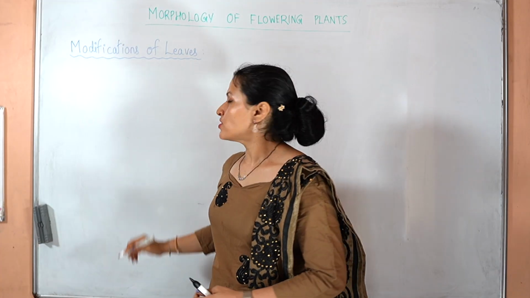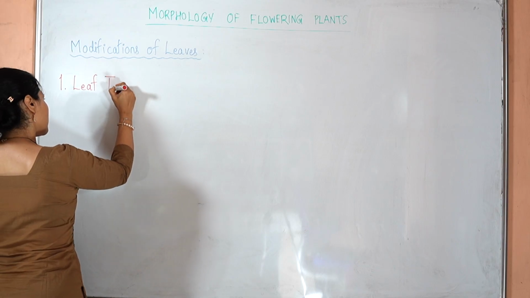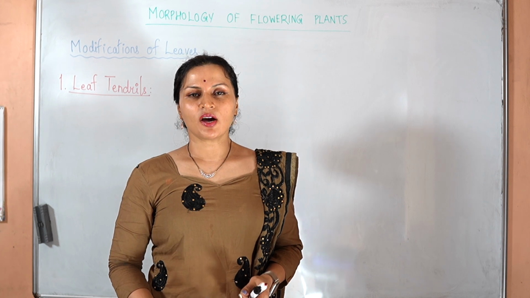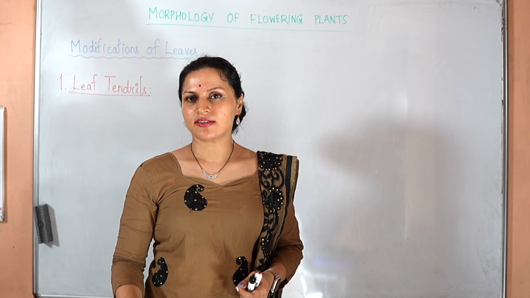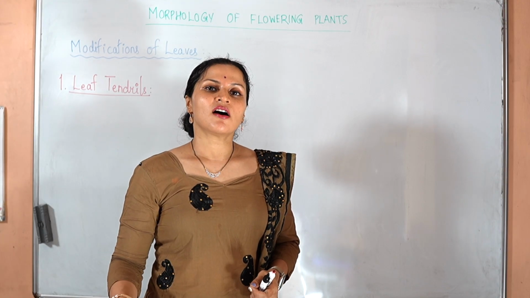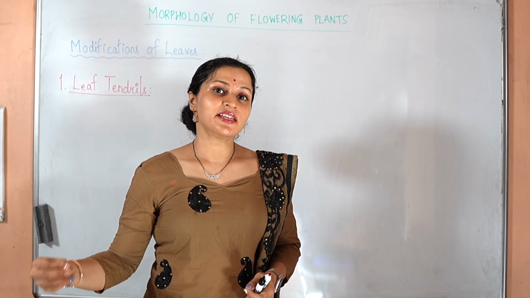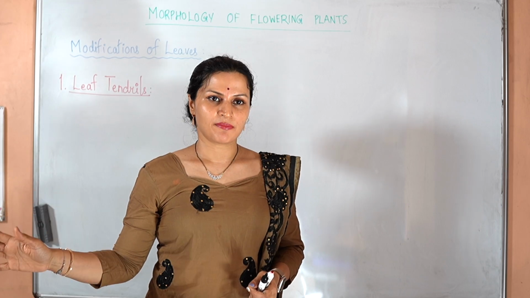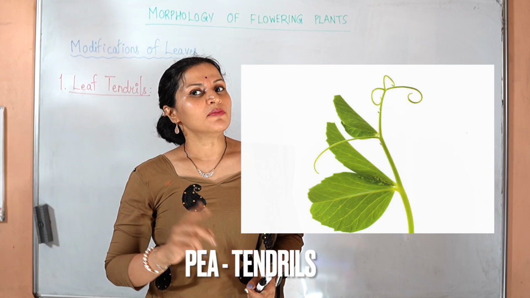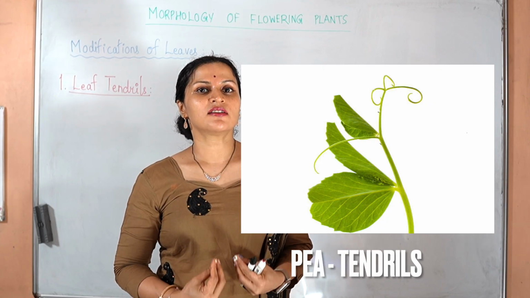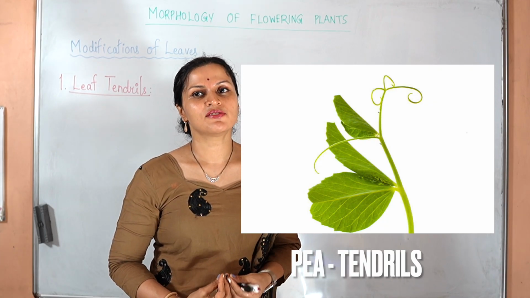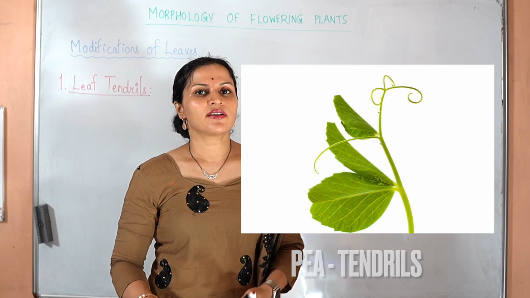So let us look at the first modification, leaf tendrils. Now you have learned that in plants like cucumbers and grapevines there is also presence of tendrils, isn't it? But those tendrils are a modification of the axillary bud, which is a part of the stem, shoot modification. In other plants such as pea, it is the leaves, more specifically the terminal leaflets of the leaves, which become tendrilar and coil around support.